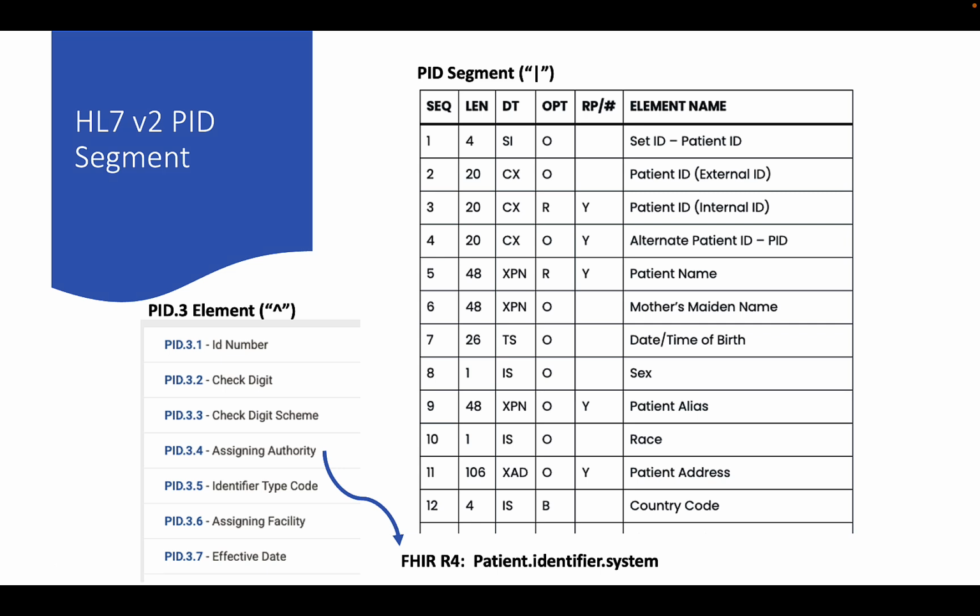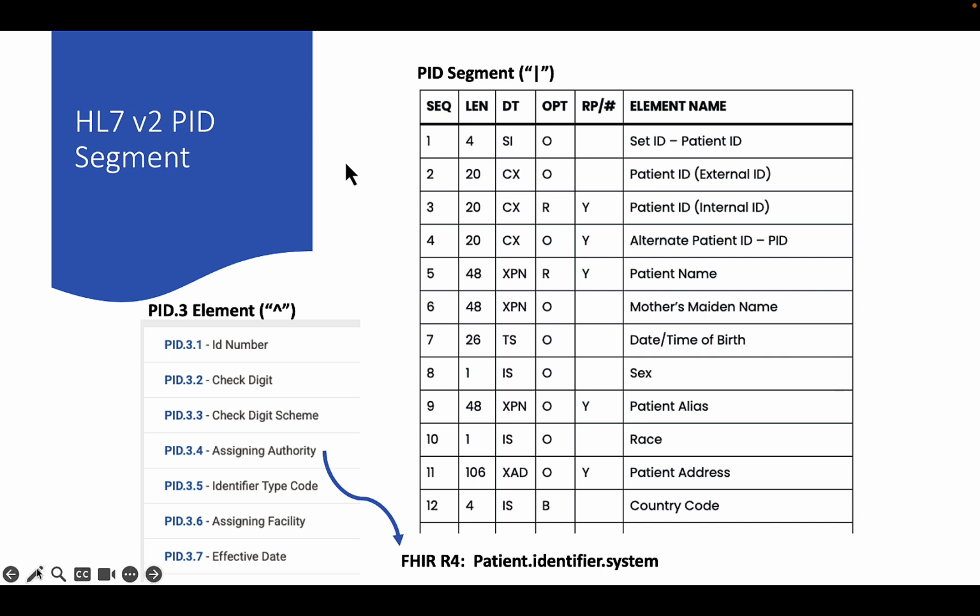So here's how you count. PID 1, 2, 3. So we're counting pipes right now. 4, 5, 6, 7. There's date of birth. 8. There's patient sex. So these numbers along the left-hand column here are how many pipes you're going to count. Let's not worry about 1 right now. So number 2 is patient ID external. Well, if you've been around HL7 version 2, you know you don't use that one. You just don't. But let's look at PID 3, patient ID internal.